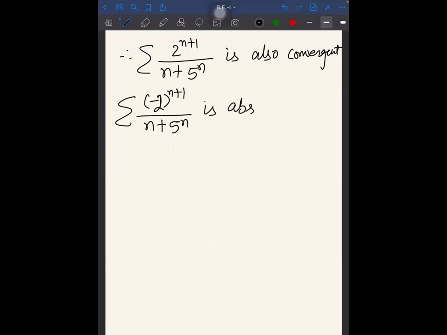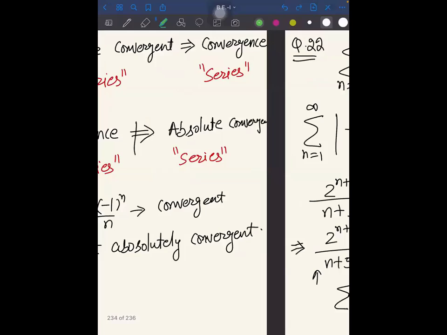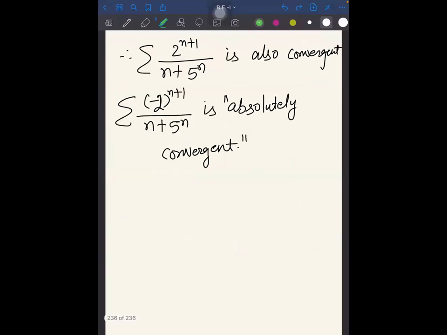Absolutely convergent. Not convergent. Absolutely convergent. Why? Because its mod is convergent. And we have done the result that if something is absolutely convergent, then it is convergent. In series, if it is absolutely convergent, therefore it is convergent. You don't need to prove the convergence explicitly.